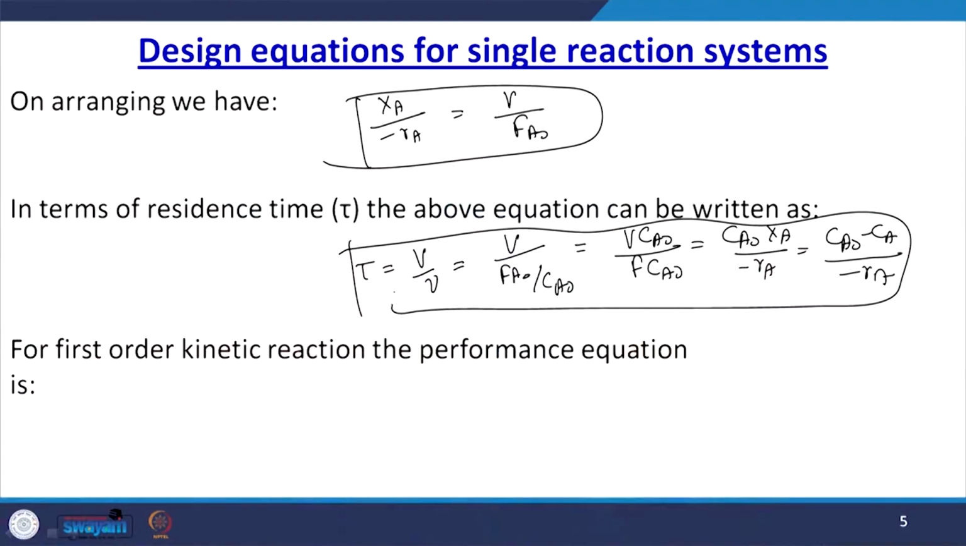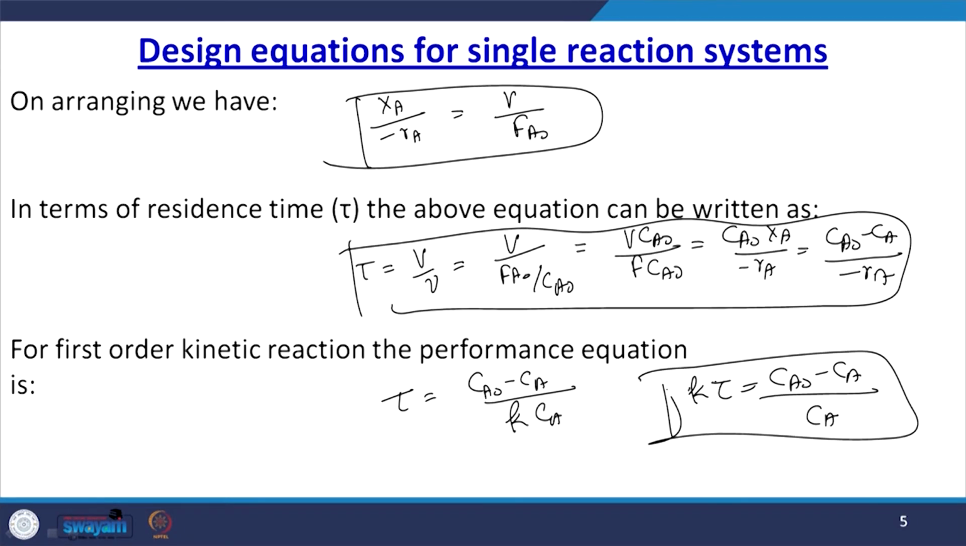Therefore, based on these approaches, for the first order kinetic reaction the performance equation can be written as tau is equal to CA naught minus CA upon K CA, or K tau is equal to CA naught minus CA upon CA. So, this is our basic performance equation for the first order kinetic reaction.